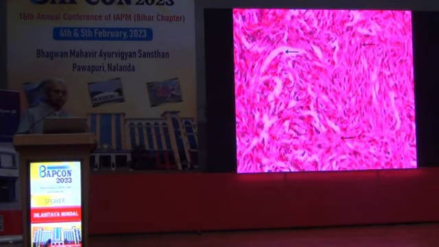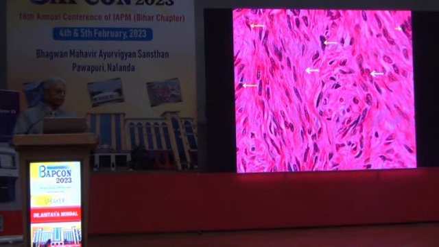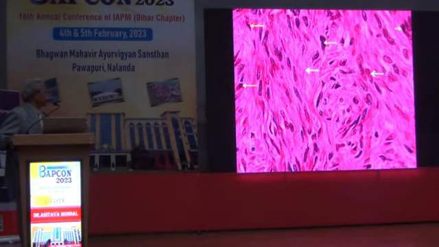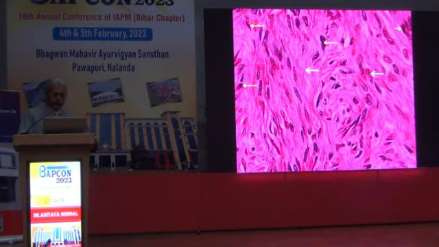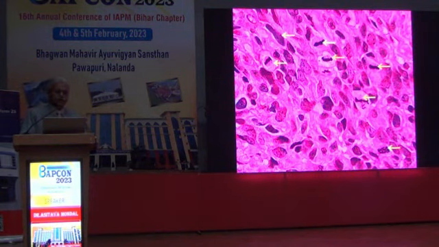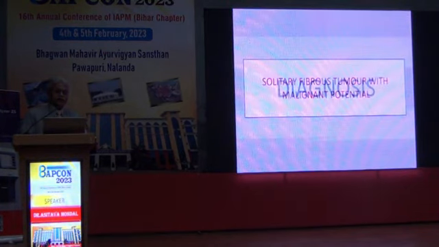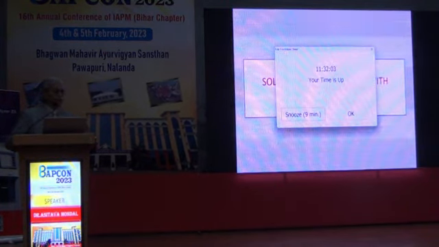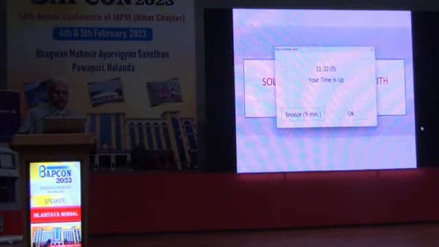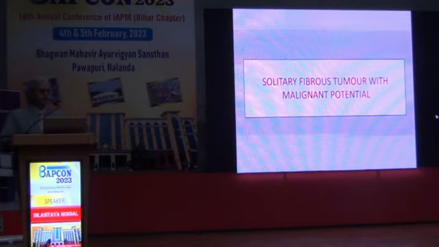And these are the areas where you find spindle cells, acellular collagenous areas and ectatic blood vessels. But when you do more sections, we can find that the pleomorphism and mitotic figures of the spindle cells are increasing. So these are the cells where mitotic figures are there, spindle cells are there, and the diagnosis is solitary fibrous tumor with malignant potential.